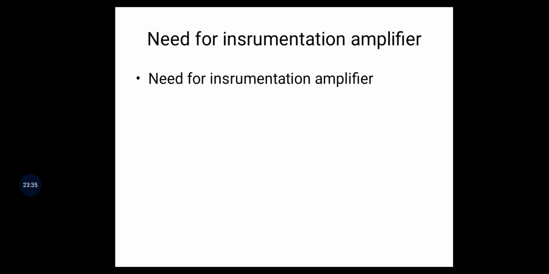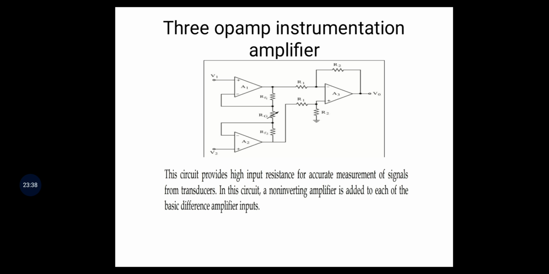Next we are discussing the 3 op-amp instrumentation amplifier. The circuit diagram shows the 3 op-amp instrumentation amplifier. Here we use the 3 op-amps A1, A2, A3. A1, A2, A3 are the op-amps, and they have inverting terminals and non-inverting terminals.